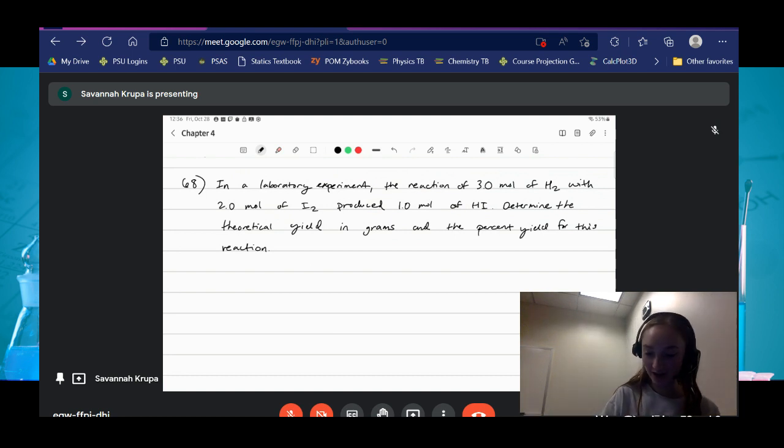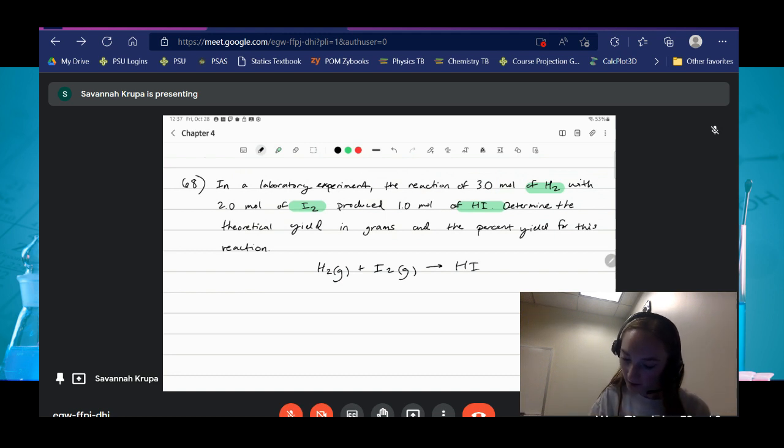So let's start with what we have on the left side of the reaction. So we have H2 and we have I2, and it produces HI. So on the left side we're going to have H2, so that's H2 gas, hydrogen gas, and then iodine gas, and then it produces HI.